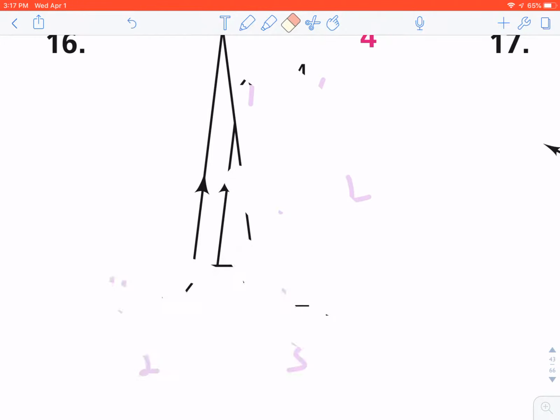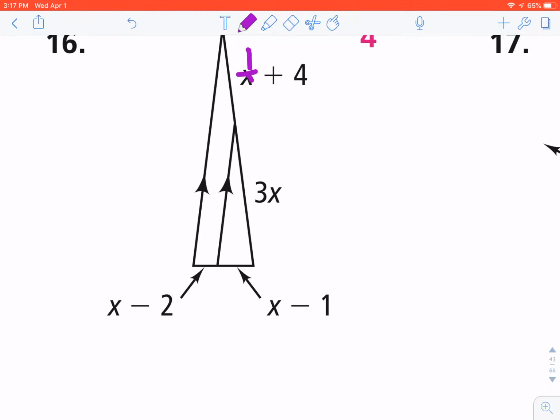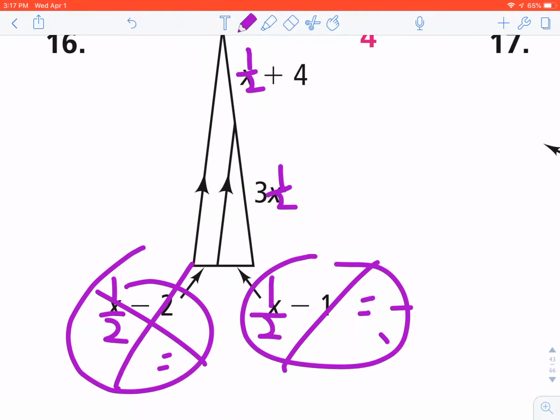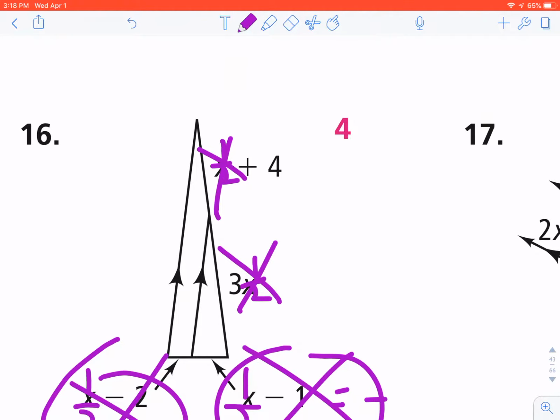If I take a half, on the other hand, 1/2 is good here, 1/2 is good here. 1/2 is not good here. That gives you a negative value. 1/2 is not good here. That gives you a negative value. Well, not negative 1, but it gives you a negative value. So negative is not a possible answer for a length. So anytime you have a negative answer, that tells you that solution is not possible. So 1/2 is no good. Only 4 is the solution to that equation.